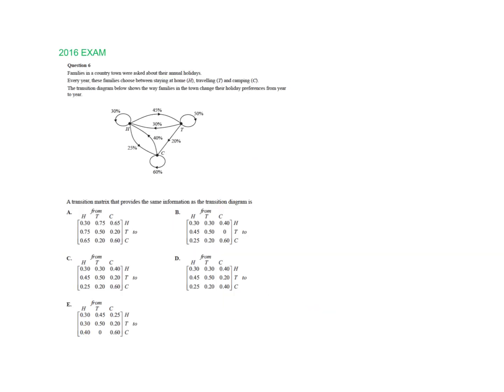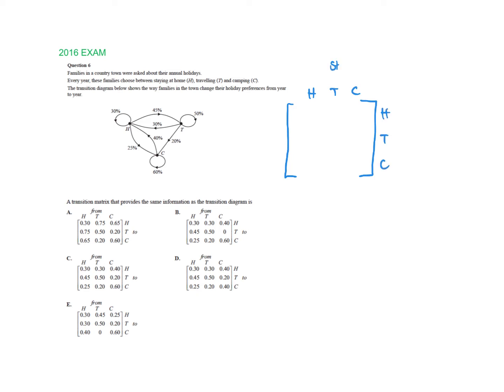Okay, here they want you just to set this diagram into a transition matrix. So we've got 3 states, so we're going to have a 3 by 3. And I just looked down to see what they're doing. They're doing HTC, so I'll do HTC as well.